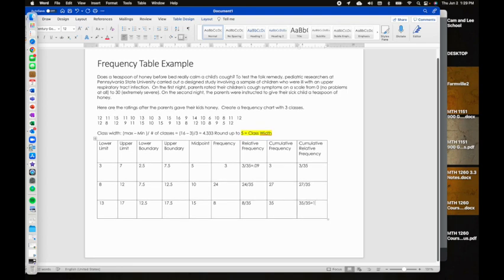So this is how you want to set up a frequency table. And like I said, right now we're just learning how to set this up, and we're going to apply how we're going to use this to make graphs in the next chapter.